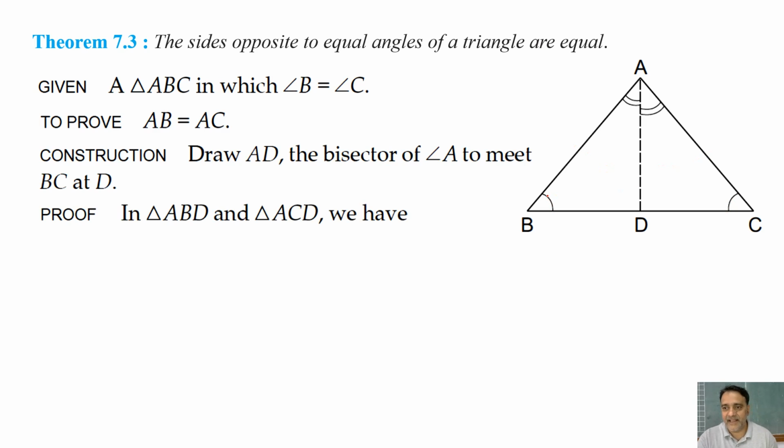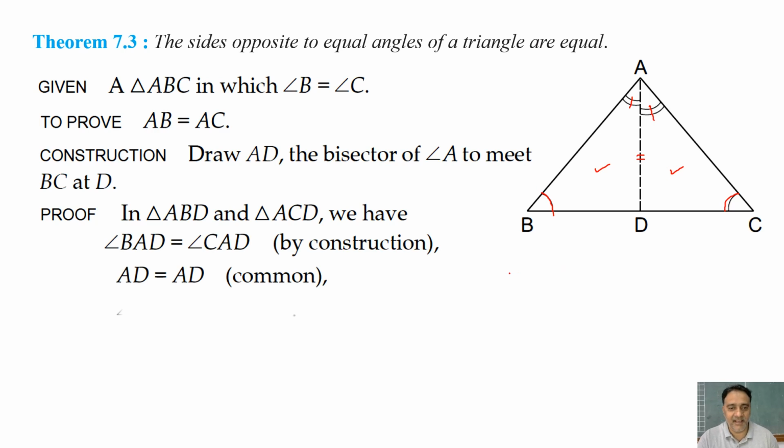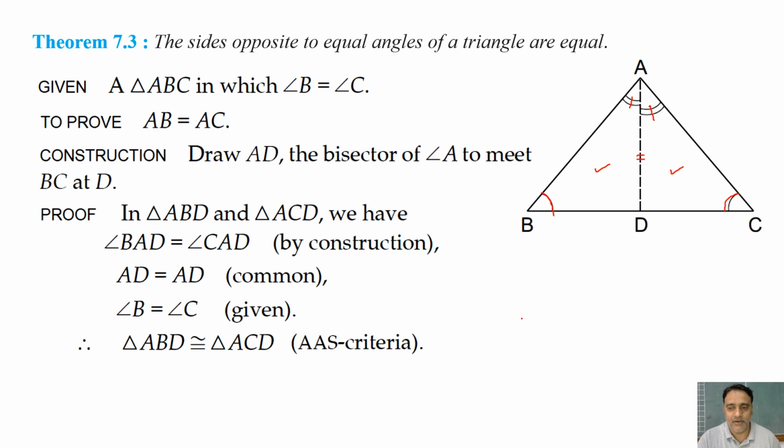Right. So let us start proving these two triangles congruent. First, angle B is equal to angle C. Why? Given. And these two angles are equal. Why? AD is the bisector of angle A, and this is common. So these two triangles are congruent by which criteria? Angle side angle, AAS. Now AB is equal to AC. Why? By CPCT, right?